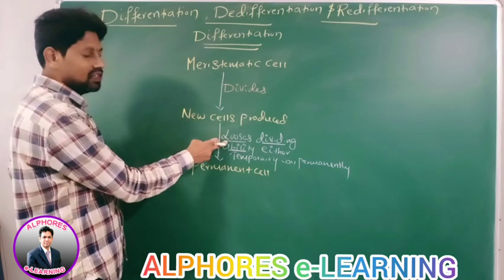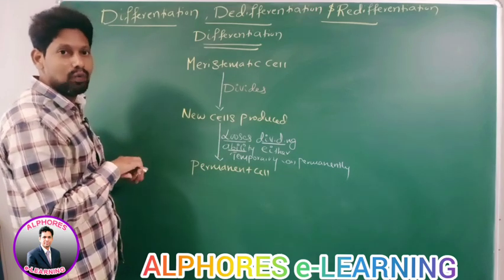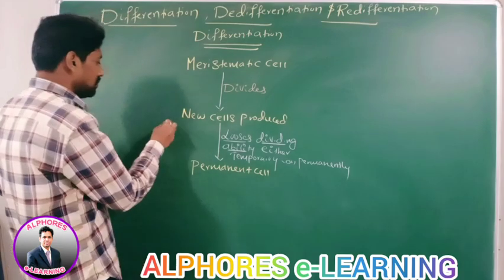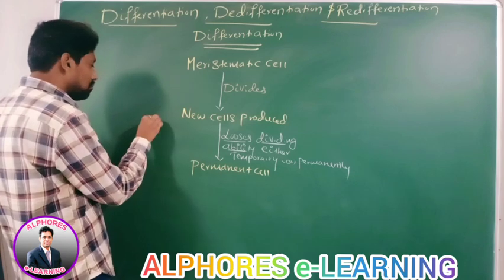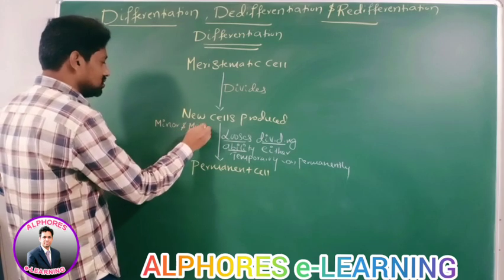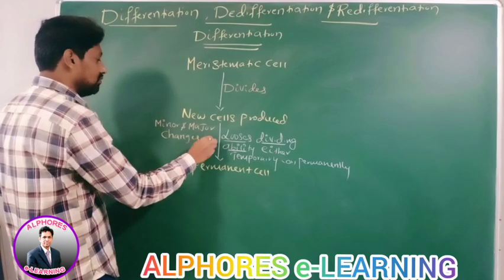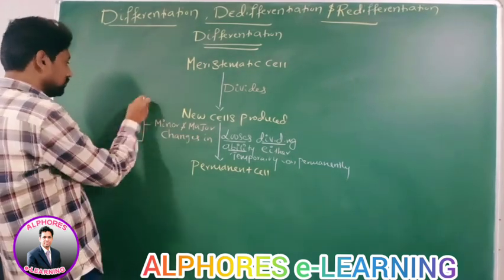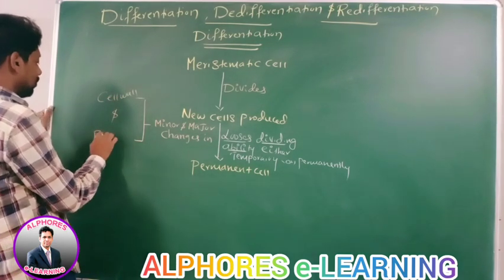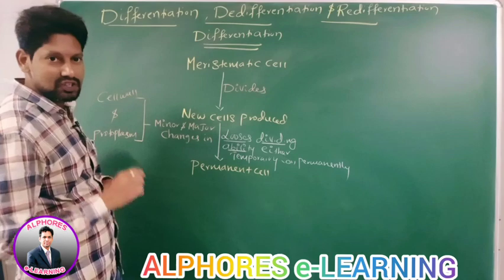How did these cells lose dividing ability? These cells lost dividing ability due to minor and major changes that take place in the cell wall and protoplasm. Due to what? Minor and major changes, where? In the cell wall as well as in the protoplasm. Is this statement okay?